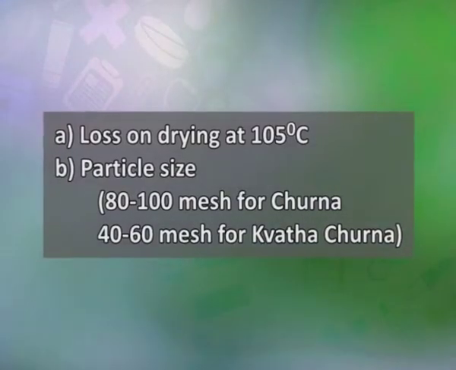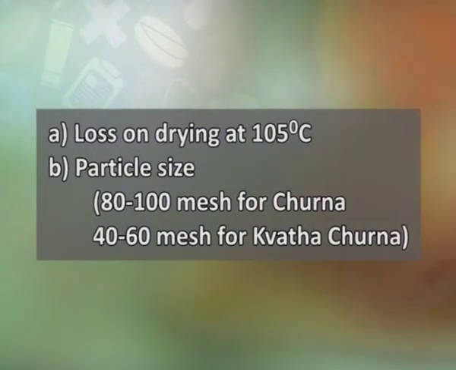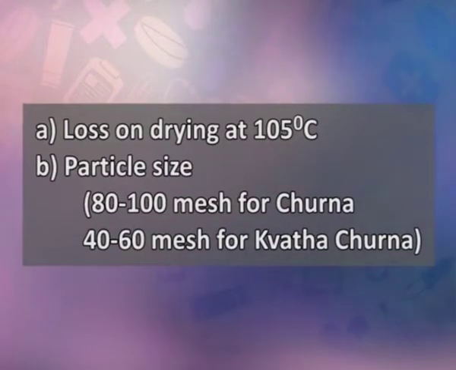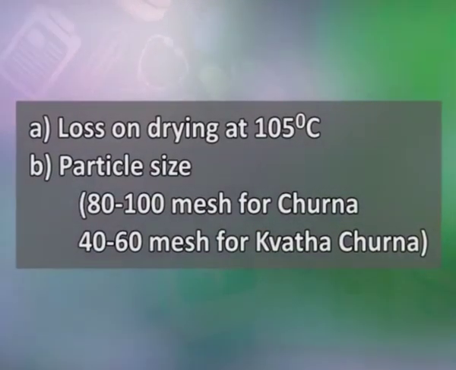Now comes module 5.1, analytical specifications of churna, churnam, known as fine powder, and kvatha churna, coarse powder for decoction. It includes loss on drying at 105 degrees Celsius, particle size between 80 to 100 mesh for churna, 40 to 60 mesh for kvatha churna.